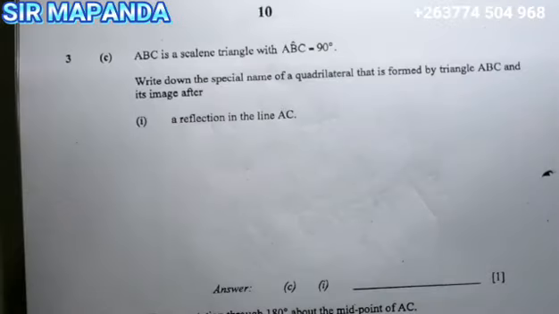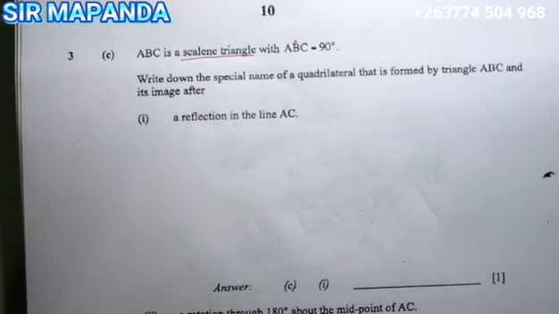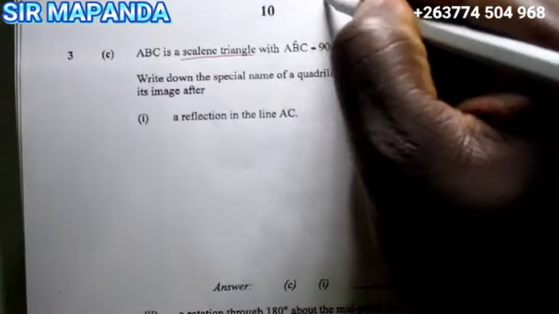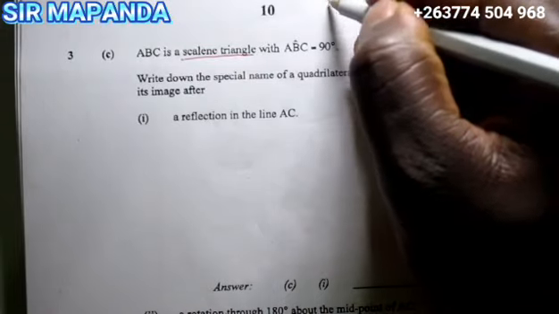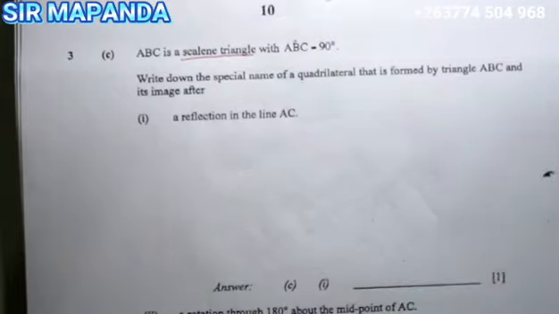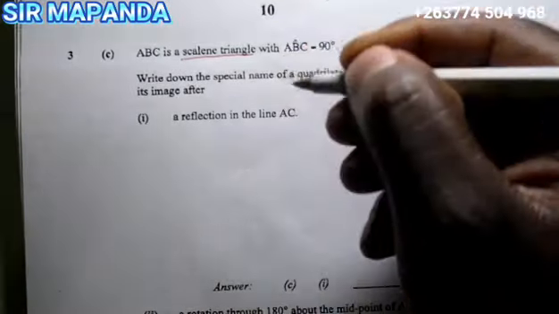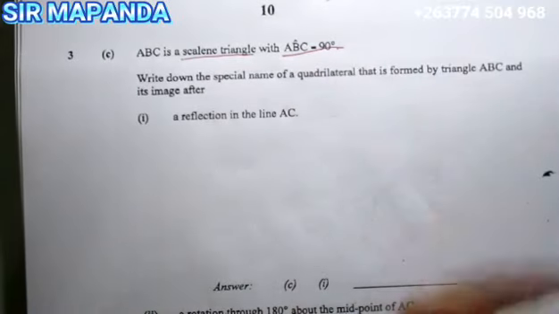Right. ABC is a scalene triangle. Whenever you see a scalene triangle, this is a triangle with 3 sides which are not equal. Equilateral triangle, all 3 sides are equal. Isosceles triangle, 2 of the sides are equal. But a scalene triangle, none of the 3 sides are equal. All the 3 sides are different, right? But according to this example, ABC is a 90 degree.